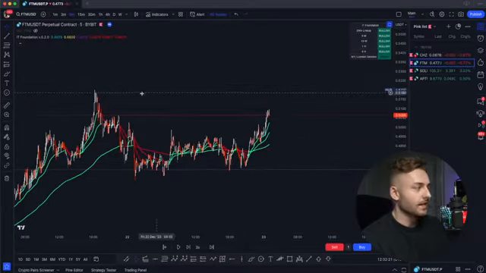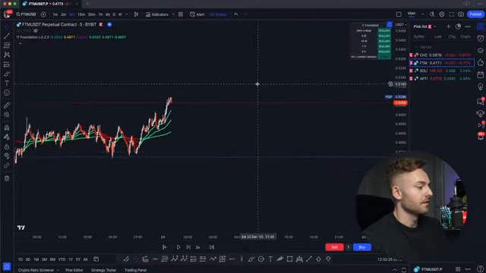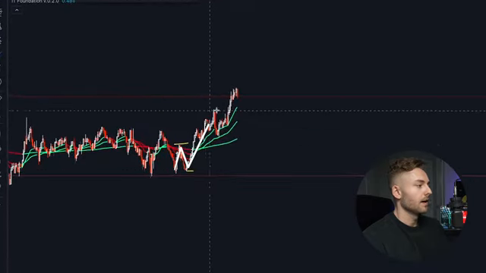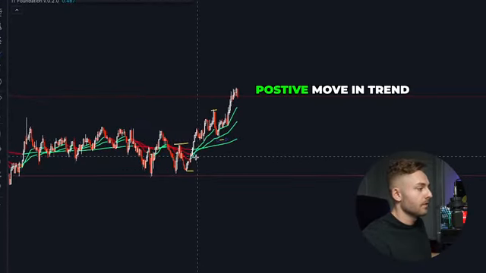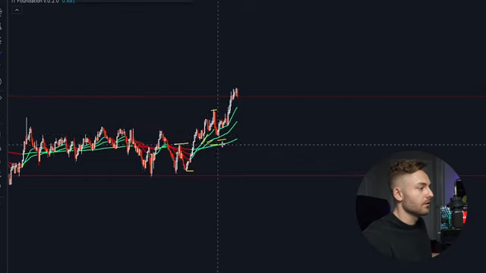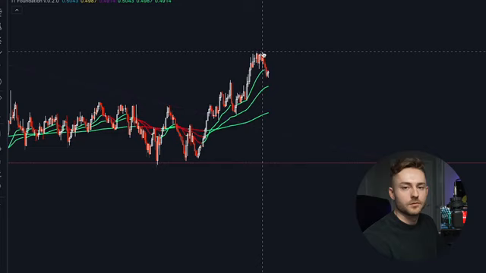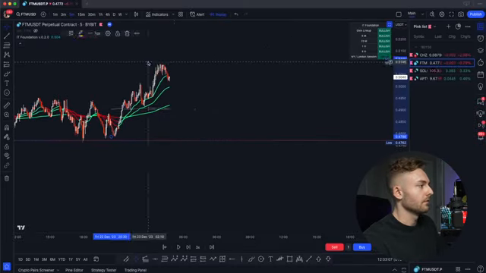All right, so let's take a look at another example. So we have a break of structure here, price action pushing above this level, high established here, low, higher high, higher low. Everything's checking off for a positive move in trend. We also have our 20, 50, and 200 all lined up nicely here. So we can see the price is starting to move down. Now I'm going to go from this high over here to our most recent low.